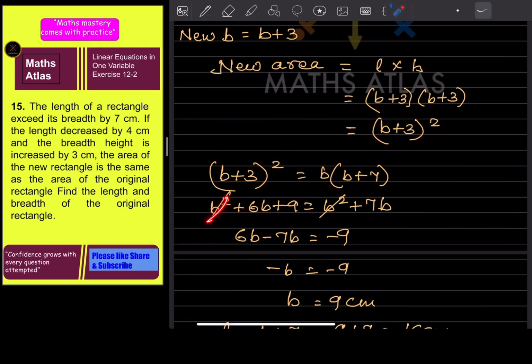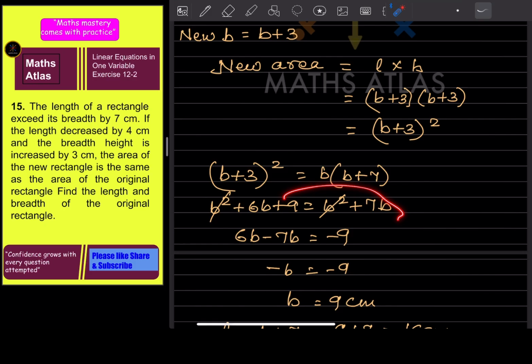So now this B square and B square gets cancelled, or you can do one thing, if you bring this on this side, B square is already there, so that is going to be minus B square. So this is going to get cancelled. As you wish, you can do it anywhere as you like. So here will be 6B and this will go on the other side, that is going to be minus 7B.